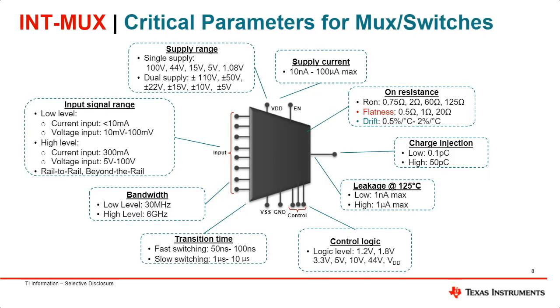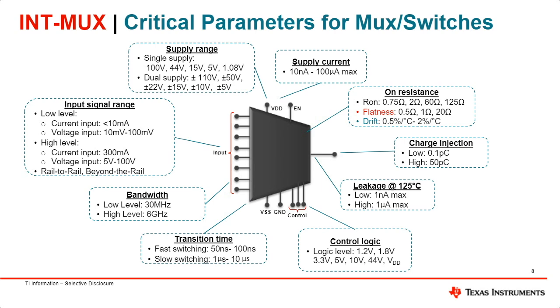So, the critical parameters for a MUX. This is a little bit of an overview of a basic multiplexer. As you can see, this is 8-to-1, so 8 inputs and 1 output. It has 2 supplies, a VDD and a VSS, so this is a dual supply multiplexer, capable of positive and negative voltage supply. It has a ground pin, control pins, which control which switches are turned on or off, and the enable pin, which turns the logic pins on or off. All around, you can see the different parameters we have in our data sheets for each of our multiplexers.